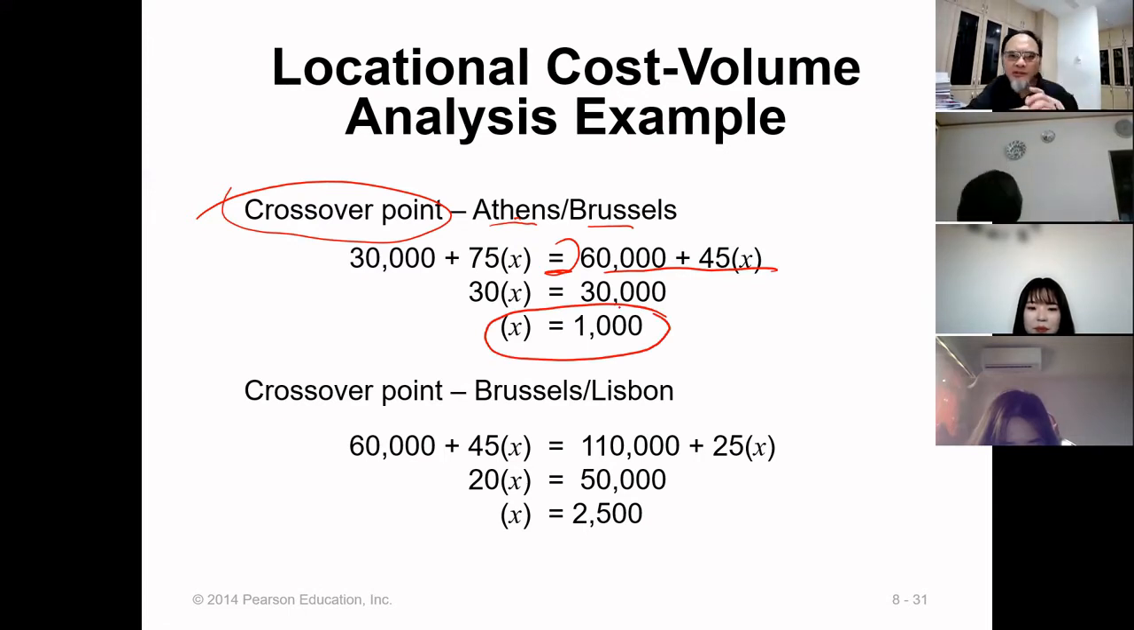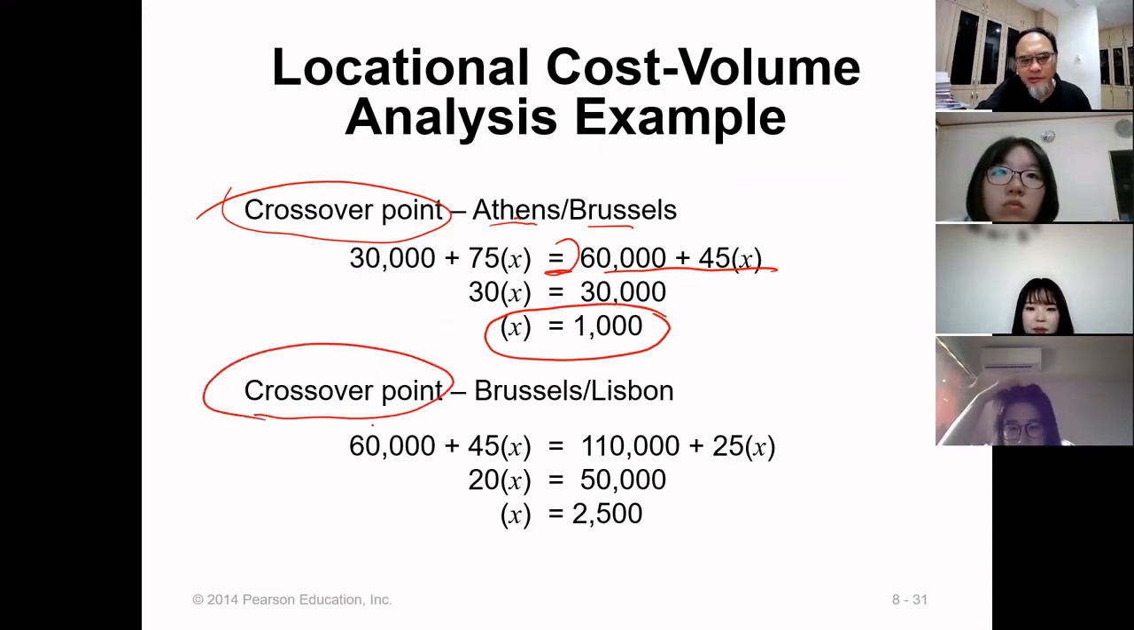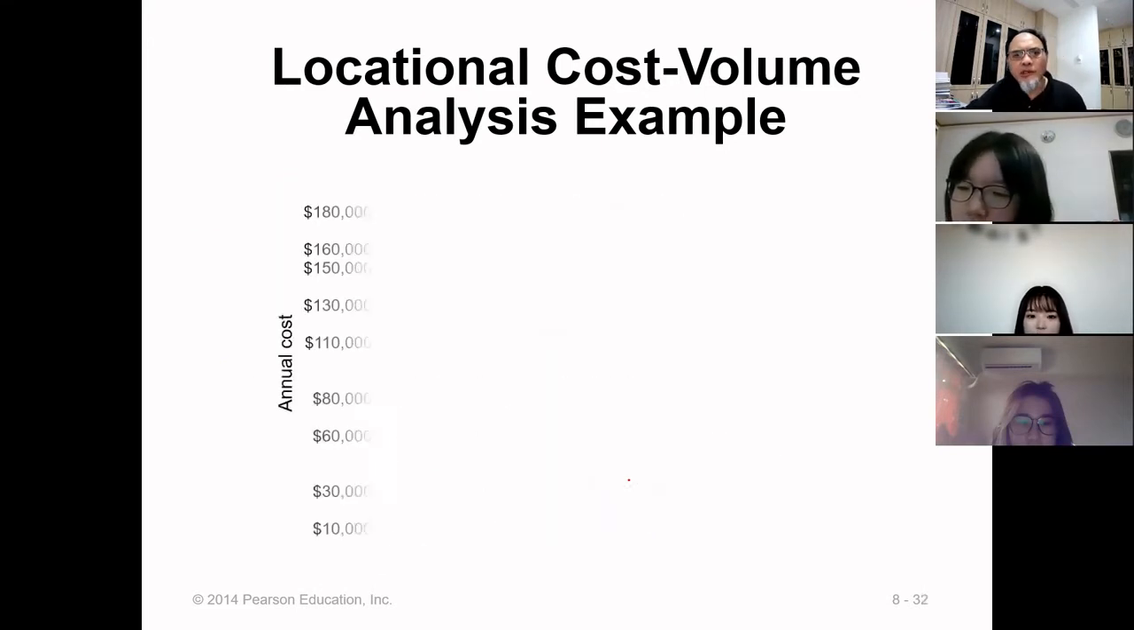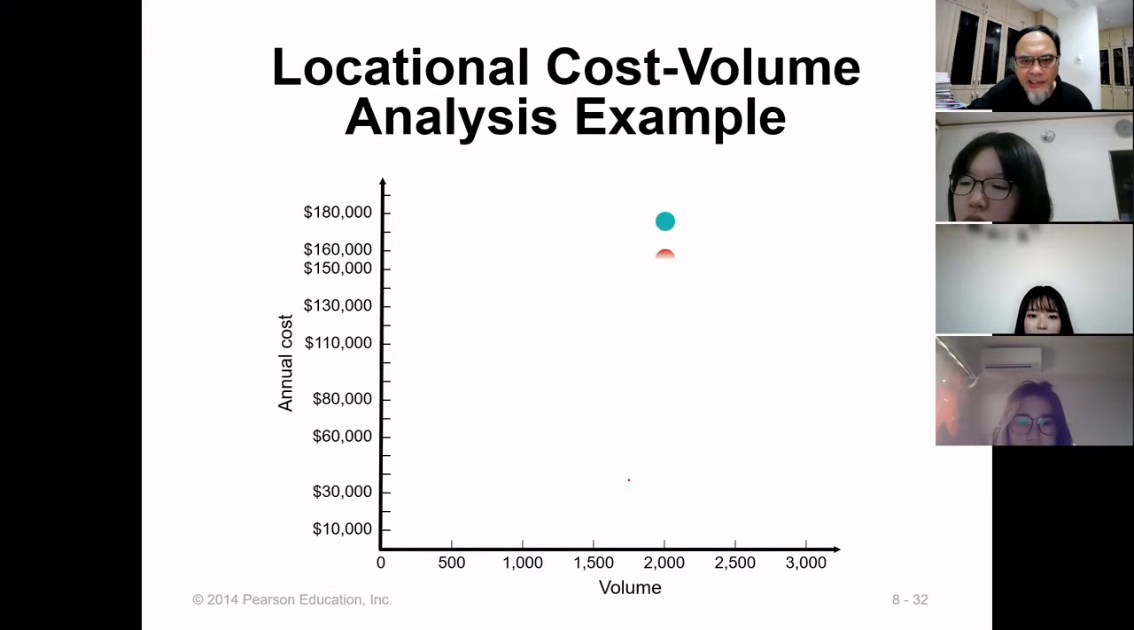That means if I make 1,000 units, both will break even. Okay, we can use a graph after this. Just to show you the calculation first. For Brussels and Lisbon, the crossover is 2,500, which is the volume at which total cost is equal between those 2 locations.